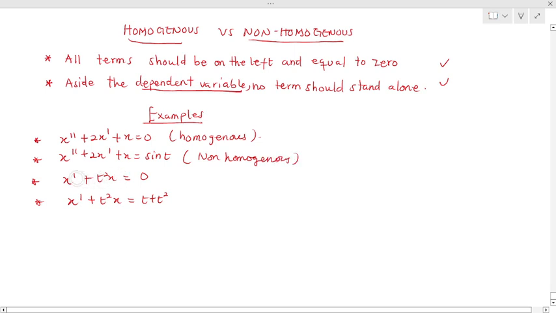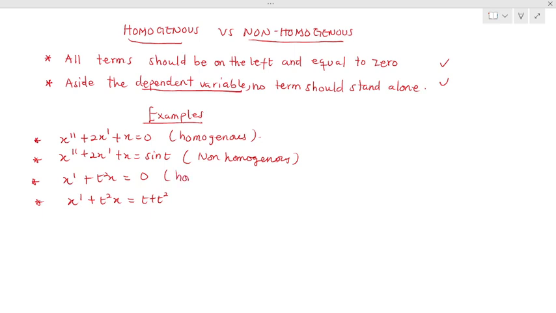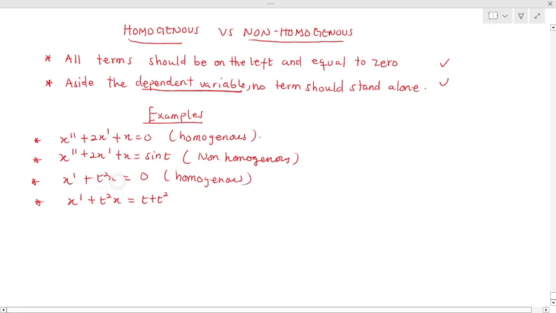For this one, x' plus t squared multiplying x is equal to 0. All the terms are on the left and it is equal to 0. I have t squared multiplying x, but so far as t squared is not standing there alone, but multiplied by our dependent variable, then this equation still becomes homogeneous. If t squared had stood alone, then this equation would be non-homogeneous. So just obey the fact that all terms should be on the left. If any term is on the right, it should be 0.